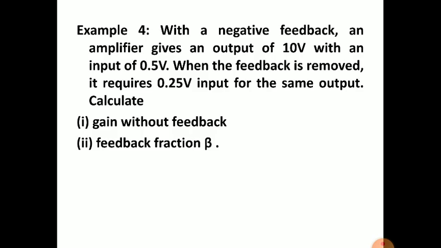Now moving on to the next question. With a negative feedback, an amplifier gives an output of 10 volts with an input of 0.5. When the feedback is removed, it requires 0.25 volts input for the same output. Calculate gain without feedback and feedback fraction, that is beta.